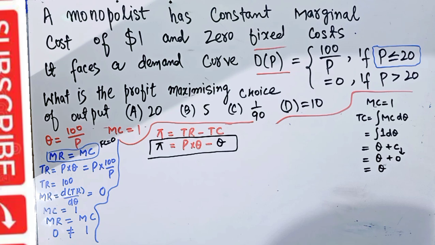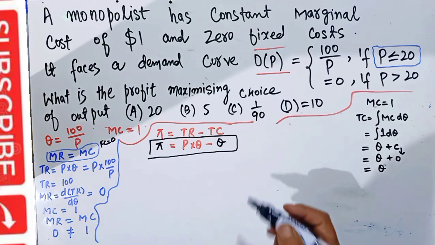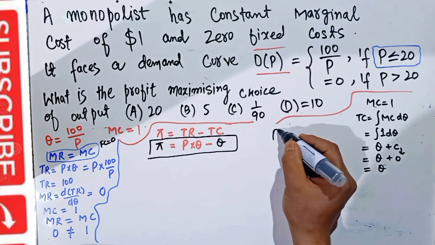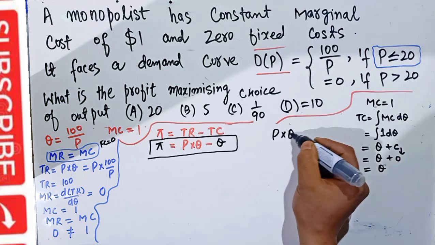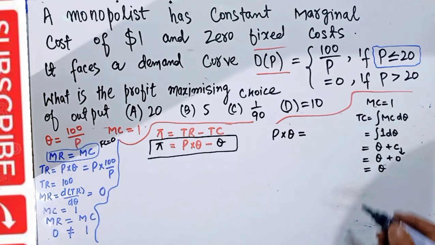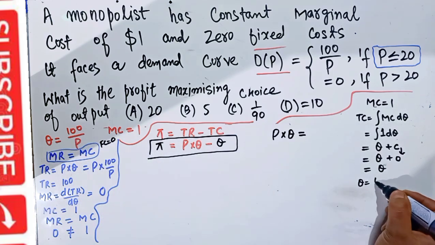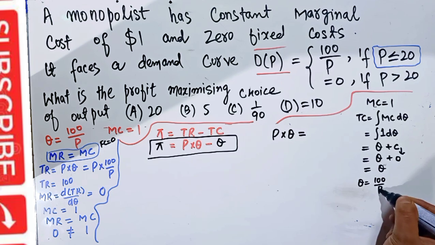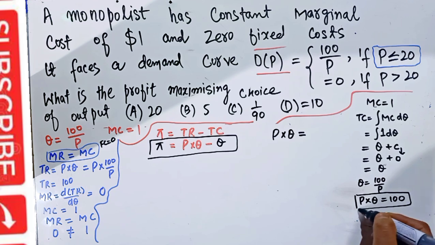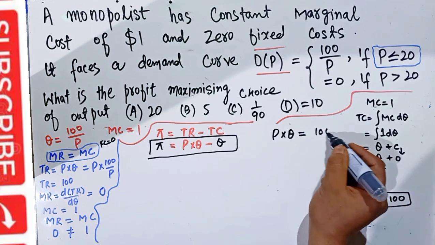Now P into Q, let's write it here, P into Q. Given this demand function, we have Q is equal to 100 upon P. If we multiply this P with this Q, P into Q is equal to 100. So we have a constant revenue here. P into Q is equal to 100.